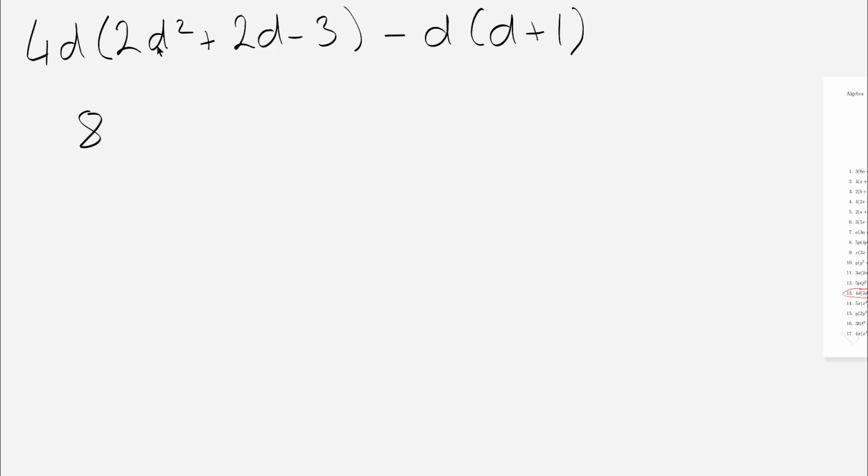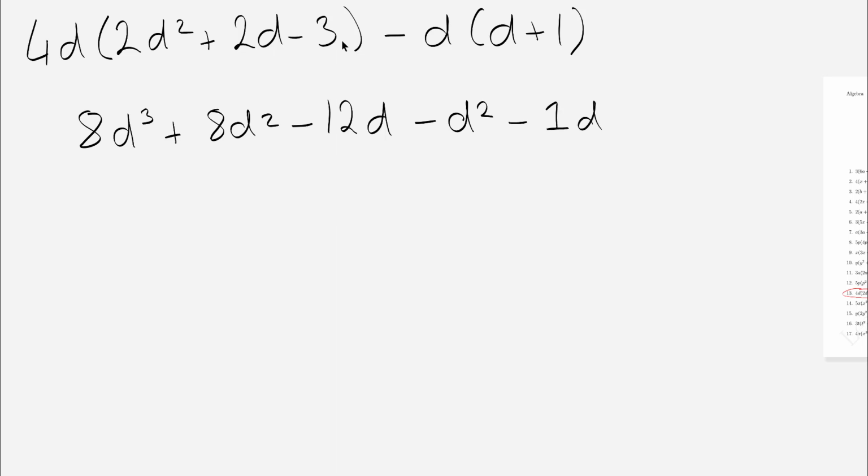And the d by d squared would be d cubed. Plus 4d by 2d, that's going to be plus 8d squared, because the 4 by 2 gives me the 8, and the d by the d is the d squared. 4d by minus 3, minus 12d. Moving on here, minus d by d, minus d squared, and minus d by plus 1, that's minus 1d. So that is the multiplication done.